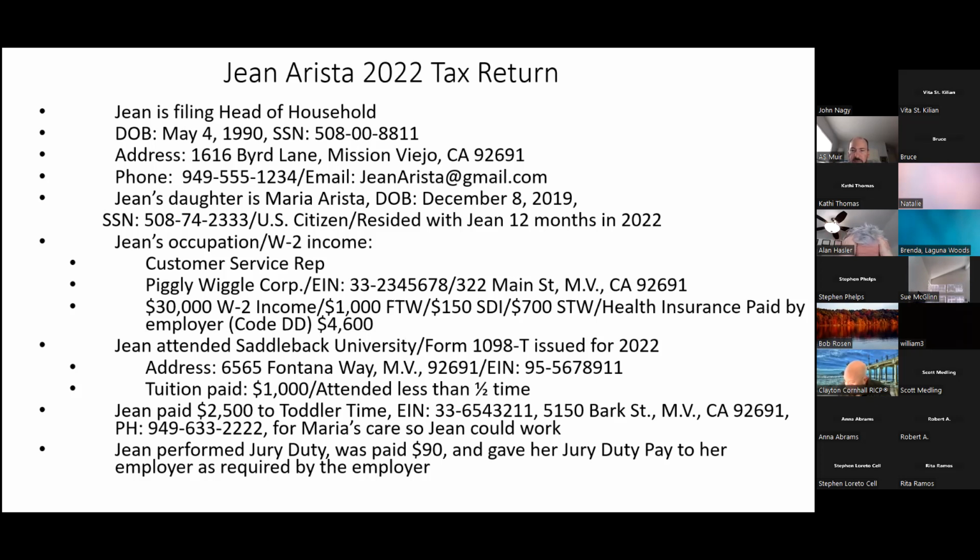That's $700. And then she had health insurance paid by her employer on behalf of her, and that's code DD, $4,600. She also went to higher education. She got the 1098-T, as in Tango, and that's the address of the university, and she attended less than half time. So that's a trigger for me, telling me that she may be entitled to the Lifetime Learning Credit, and she paid out of pocket $1,000.